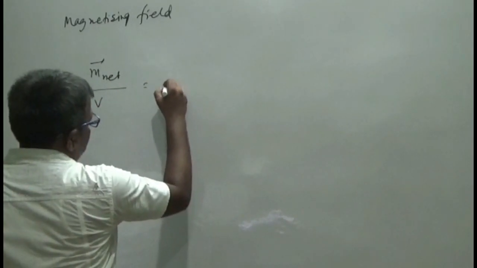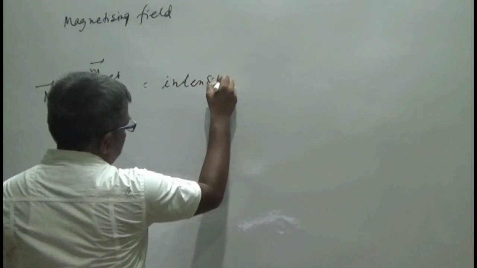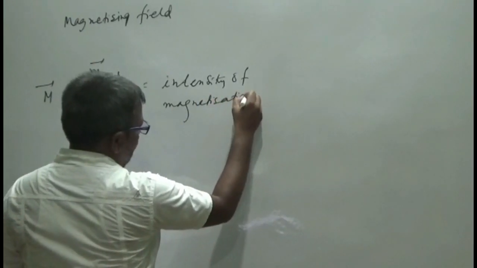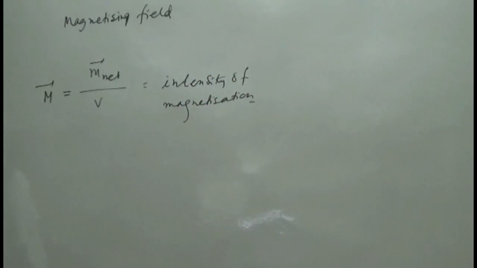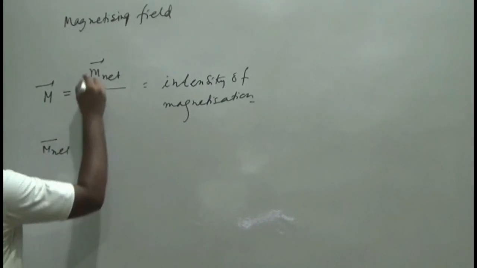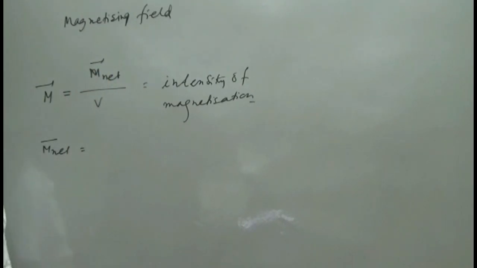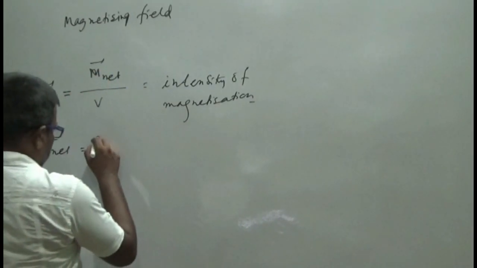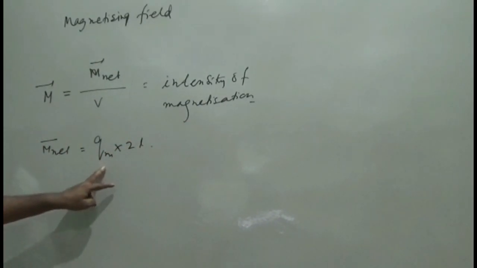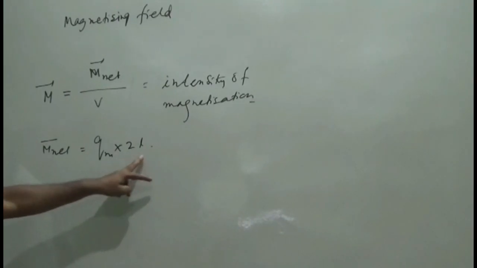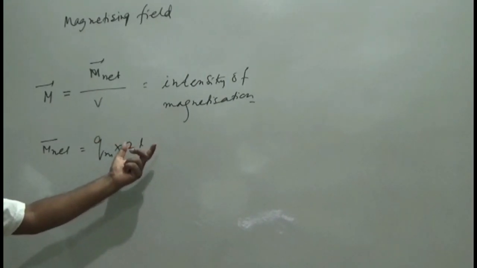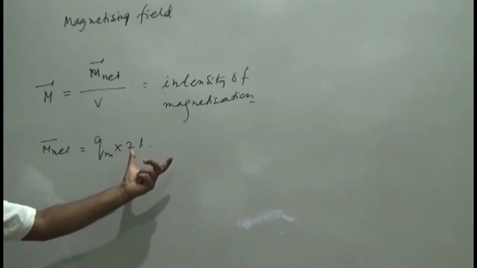Intensity of magnetization or only magnetization vector. Now you can write M net as m into 2l, or qm into 2l, where qm is the pole strength and 2l is the length of the material, that is, the magnetic length of the material, the distance between the two poles.